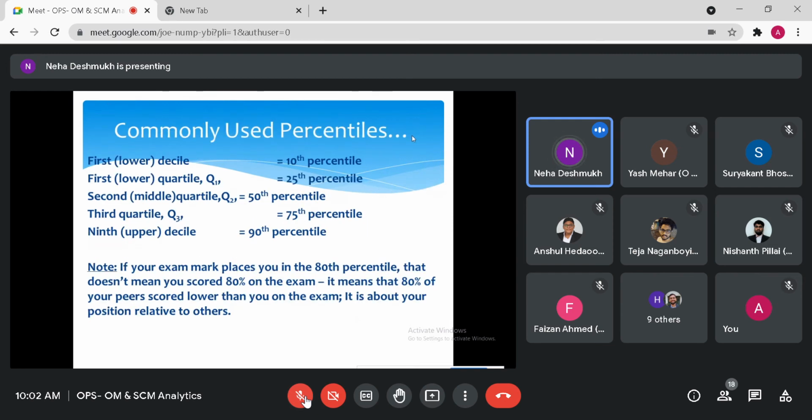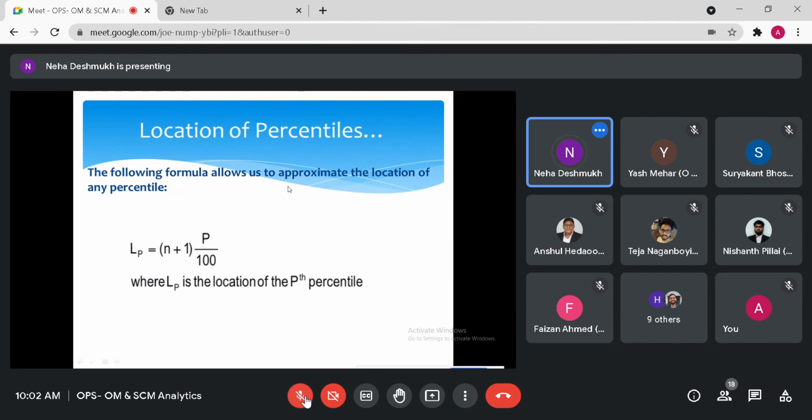Let's discuss one example. Now to calculate the location of a percentile. Location of percentile is calculated by this formula. LP is equal to (n plus 1) times p by 100, where LP is the location of pth percentile. Okay. LP is equal to (n plus 1) p by 100, where LP is what? It is the location of pth percentile.